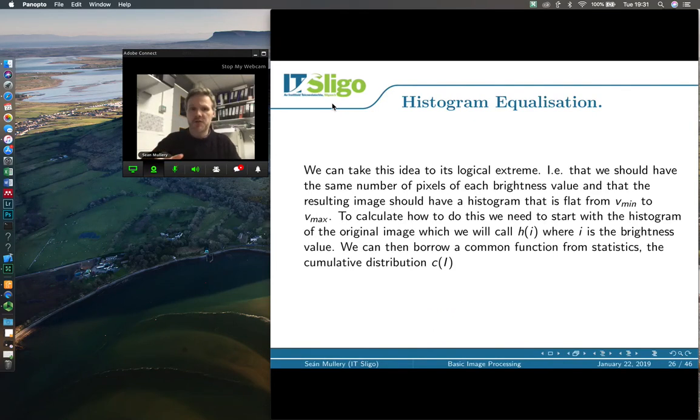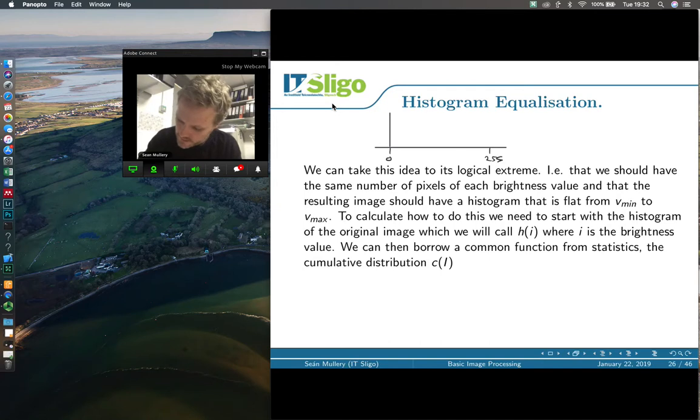Okay, and we can take this to its logical extreme. We can say that rather than just stretch them out, let's say that we want the same amount of pixels in each brightness value. So in other words, throughout my image, I'm going to make the numbers easy on myself, let's take 2,550 pixels in my image. Let's say it's that. So I would then have 10 pixels in each of the brightness values. So my histogram would look something like this. So I'll just draw here, and we'll take this to be 0 and this to be 255.